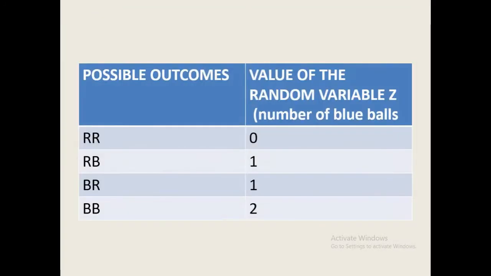So here are the possible outcomes. RR. So the value of the random variable z, or the number of blue balls, is 0. Next, RB. So that would be 1. BR, 1. And BB, 2.